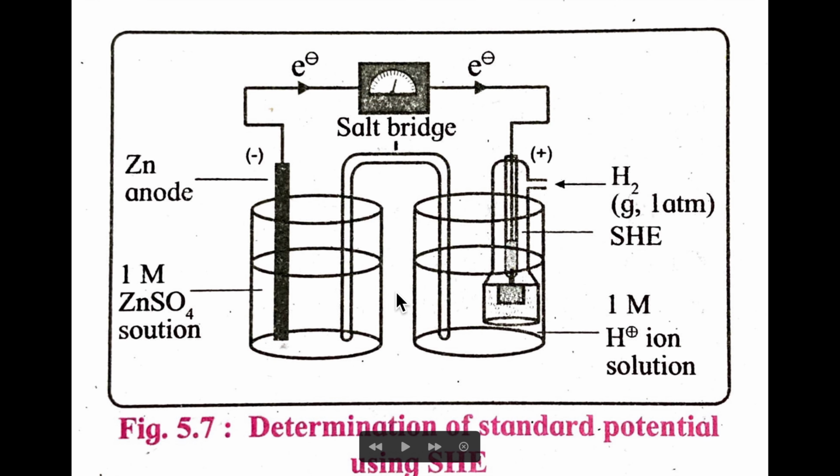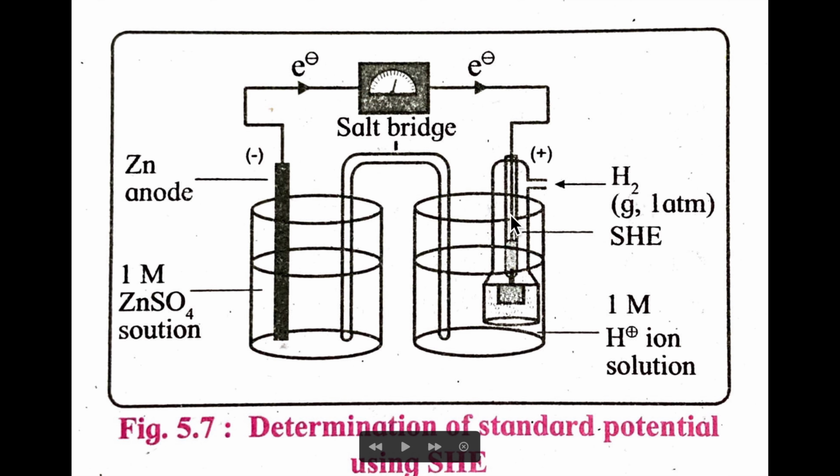Suppose we have to measure the potential of zinc electrode. Now how zinc electrode is made? By dipping Zn rod in a solution containing Zn2+ ions. We have taken 1 molar ZnSO4 solution and Zn rod is dipped in it. This zinc electrode is connected to standard hydrogen electrode.